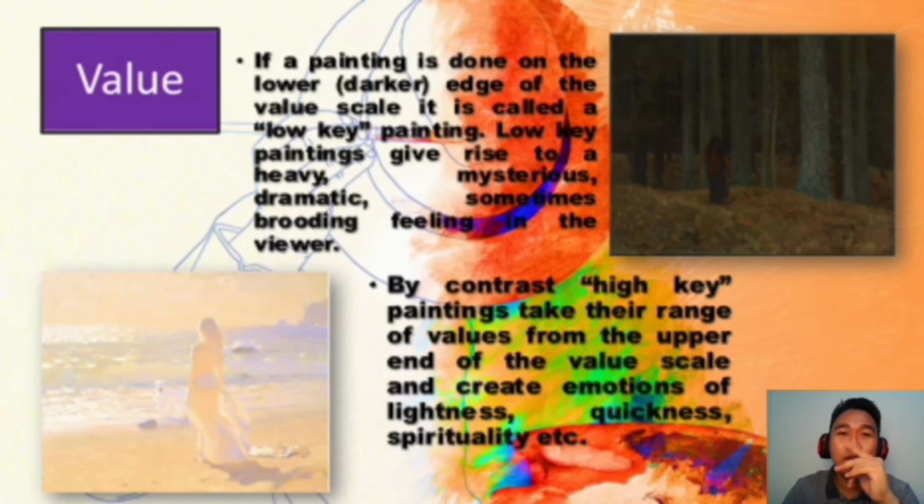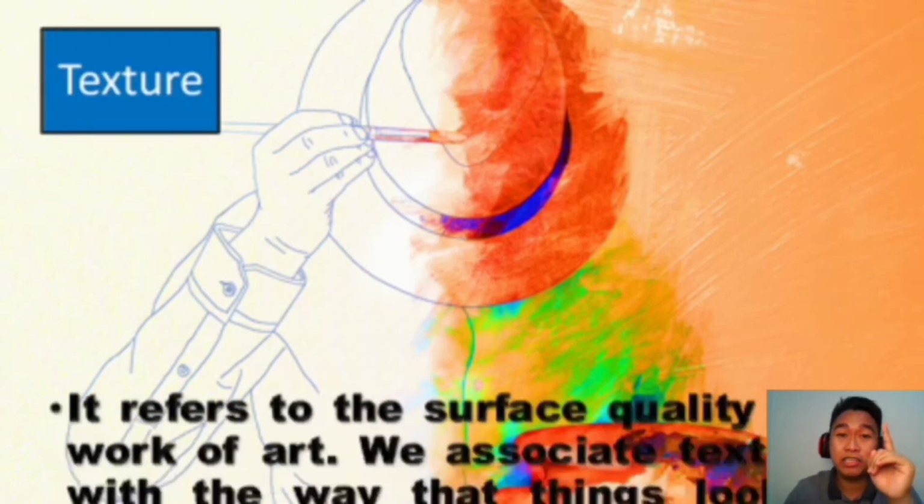Okay, so yun yung dalawang uri ng value natin when it comes to painting. Meron tayong tinatawag na low key, meron din tayong tinatawag na high key. Okay, so yung isa sobrang dark, sobrang light. Yun lang yung difference nila. Next element that we are going to learn here, mga kanakan, is the texture.